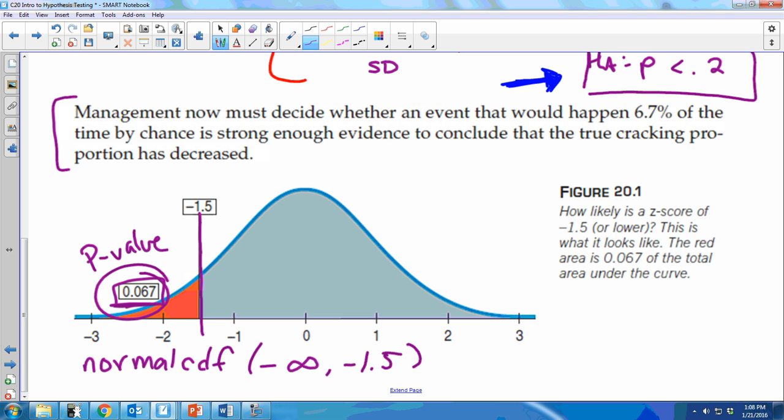So since I could get this sample with the 17% cracking rate 6.7% of the time, that's not super unusual. So I can't conclude that things have changed. Does that make sense? If it was below that, if it was 0.2%, then that is super unusual, and that wouldn't happen very often. So I can conclude then that maybe things have changed. So the last step is making a conclusion statement, and there is a specific way we write those.